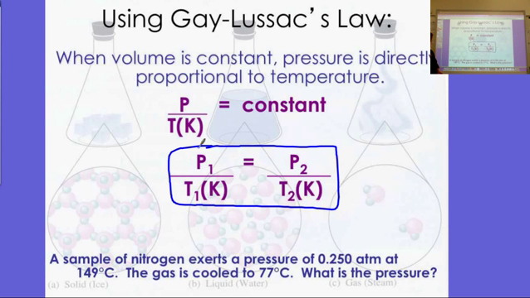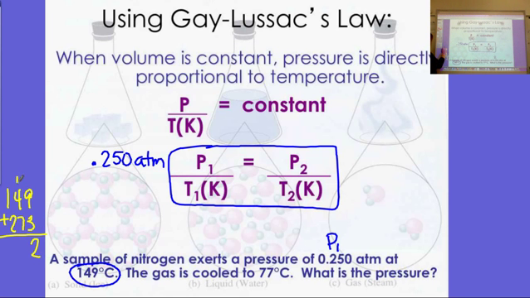So, our sample problem is a sample of nitrogen gas exerting a pressure of 0.25 atmospheres. That's pressure 1. At a temperature of 149 Celsius. What do I have to do with this temperature? 149 plus 273, 9 and 3 is 12, 5 and 7 is also 12, 2, 3, 422 Kelvin is my T1.